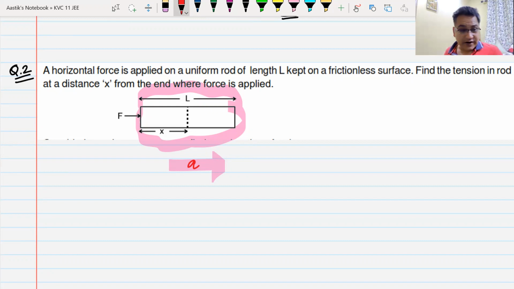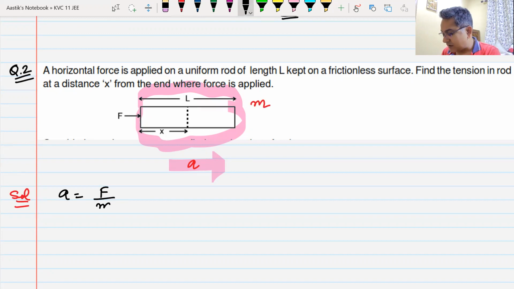Okay. If I call the mass of this rod m, remember mass is not given, but let me call this mass m, I can write the acceleration of this rod as F by the total mass m. Do you understand this? Yes or no? Yes, sir. Now, I have to get the tension in the rod at a distance x.